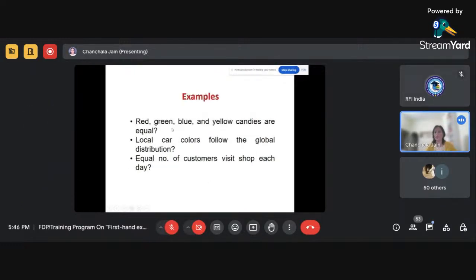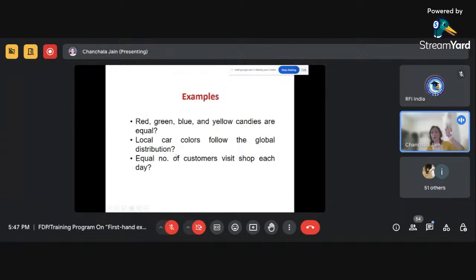Here I have taken some examples. The first example says red, green, blue, and yellow candies are equal. Suppose you have these 4 color candies available in different numbers, and you want to see whether the frequency count is the same for all the colors or not. So you can go for the chi-square goodness of fit test. Then, whether local car colors follow the global distribution or not, that way you can check.